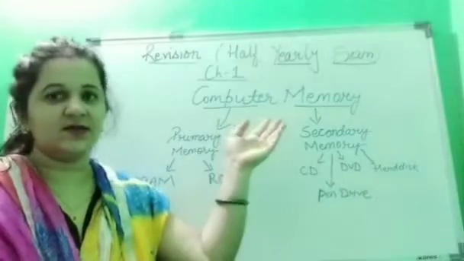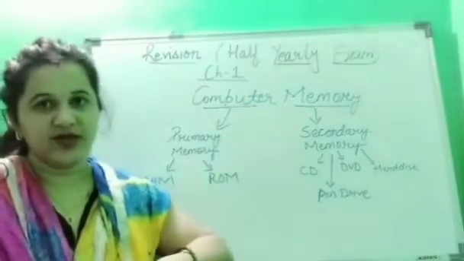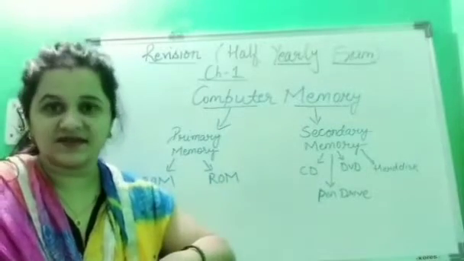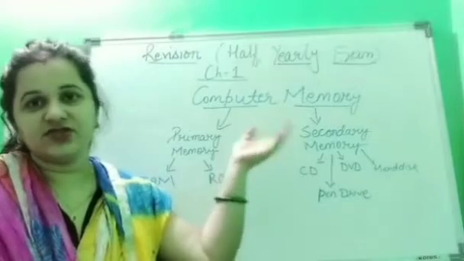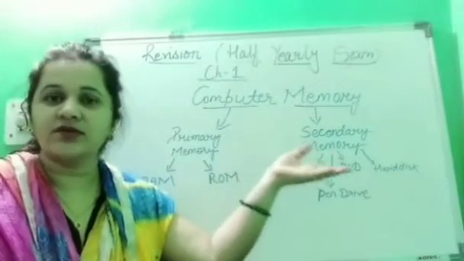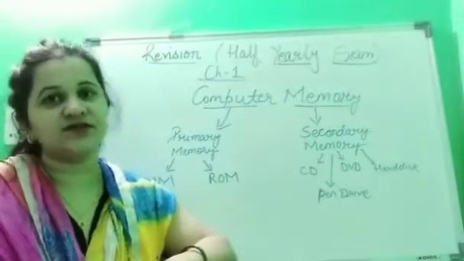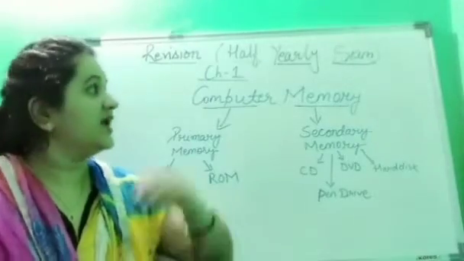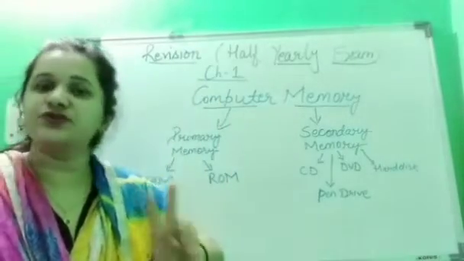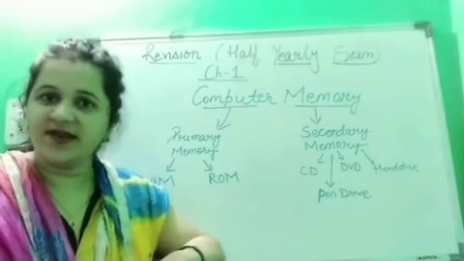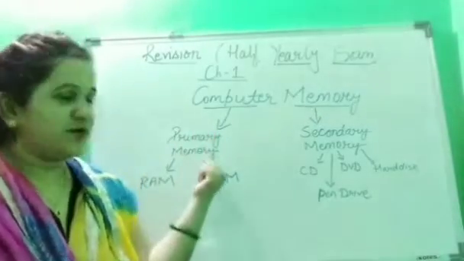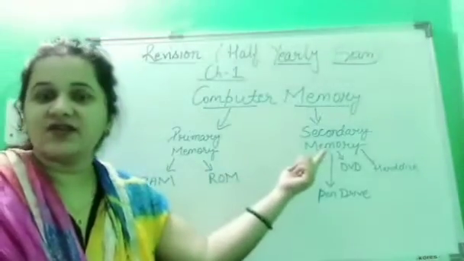Our next term is computer memory. Memory means the space, the storage. The unit which is used to store the data and instructions in the computer is called the memory. Now computer memory is divided into two parts. How many parts, children? Two parts. What are they? They are primary memory and secondary memory.